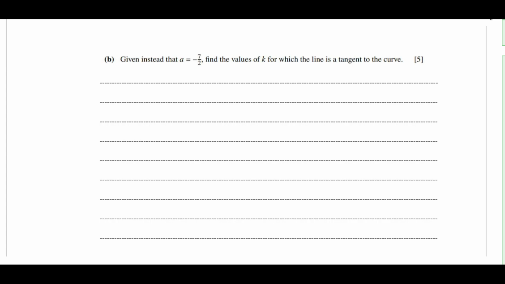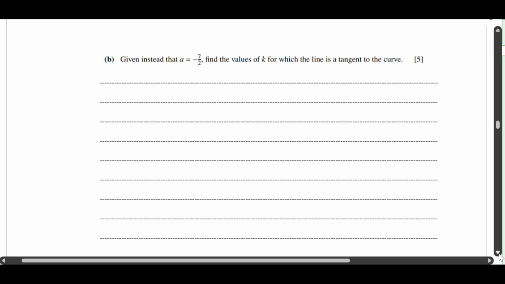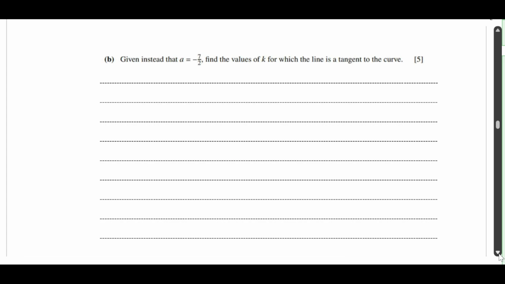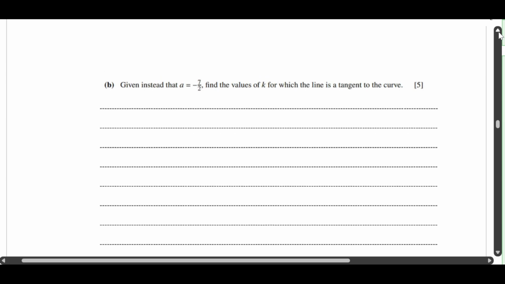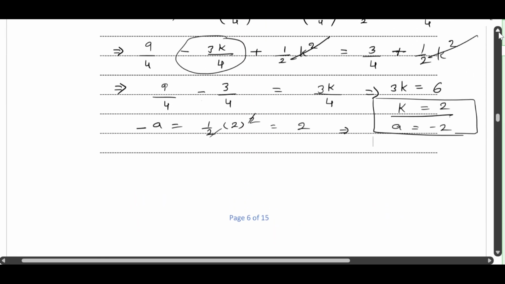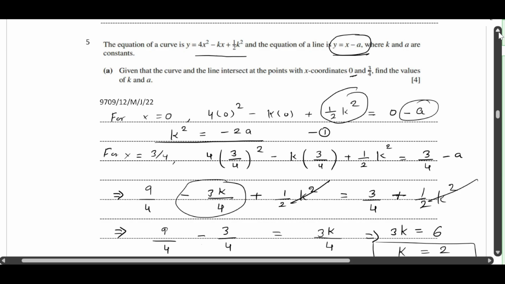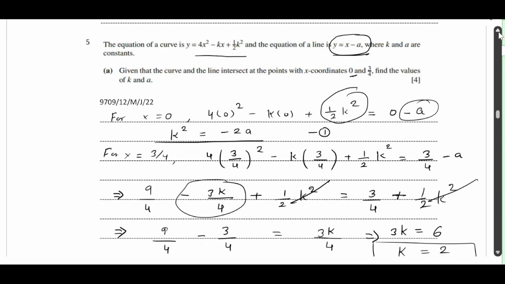So now here we equate. How will we do that? The value of a is given, so only one unknown remains, and at whatever point, the left and right sides are going to be equal. So the equation is 4x squared minus kx plus half k squared, equal to x minus the value of a, whatever is given.